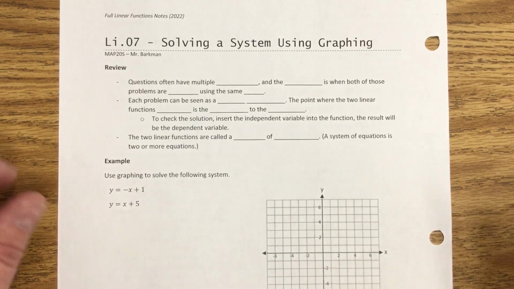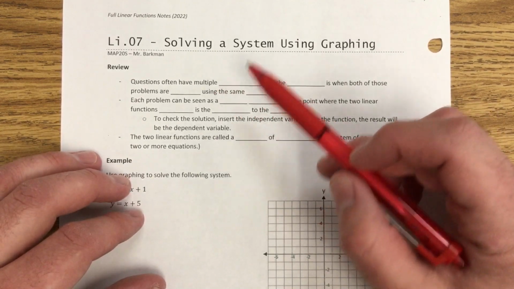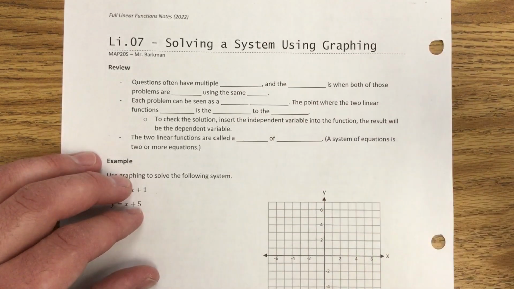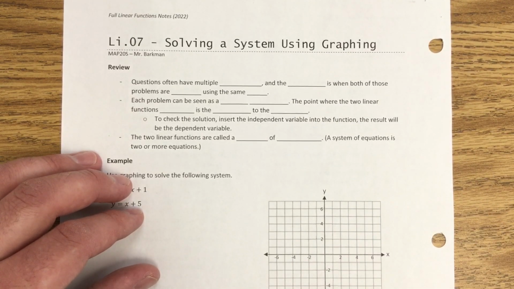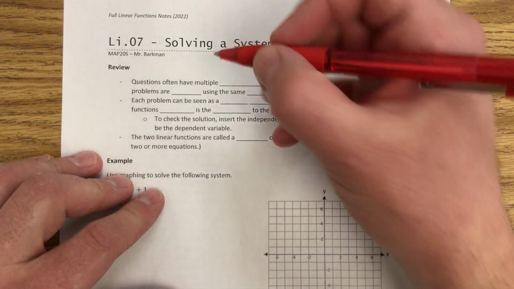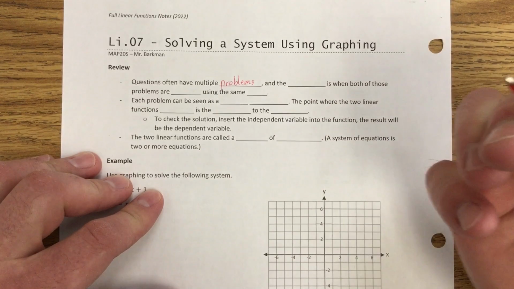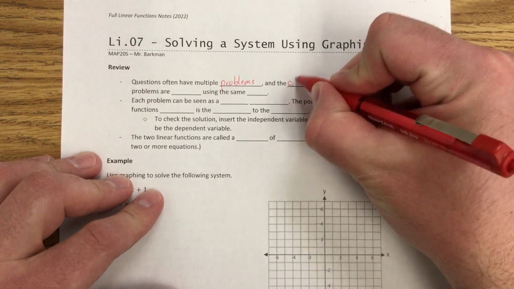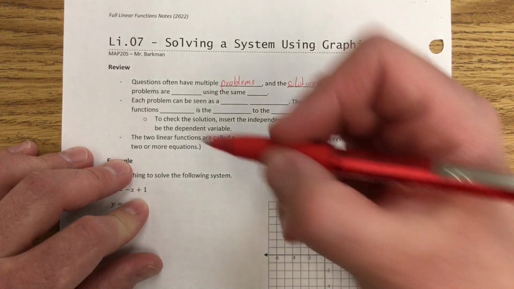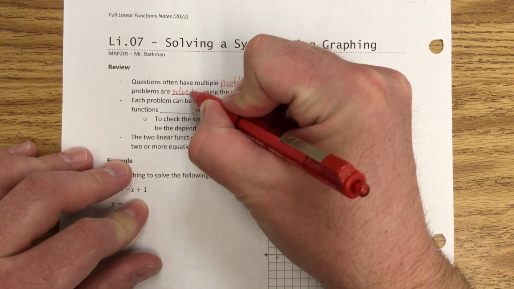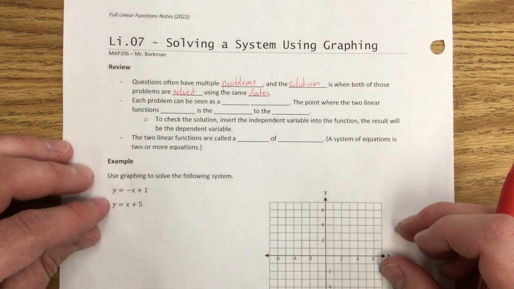Today's lesson is going to take a look at solving a system using graphing. When we talk about a system, we're talking about multiple different problems or scenarios which need to happen in order for something to take place. So questions often have multiple problems or scenarios, and the solution is when both of those problems are solved using the same data or the same point.